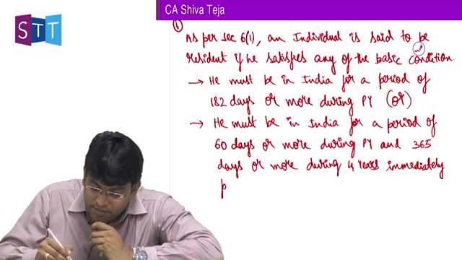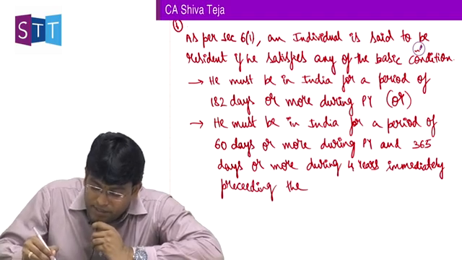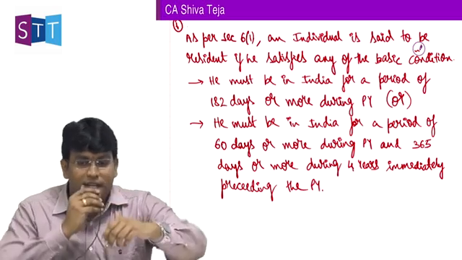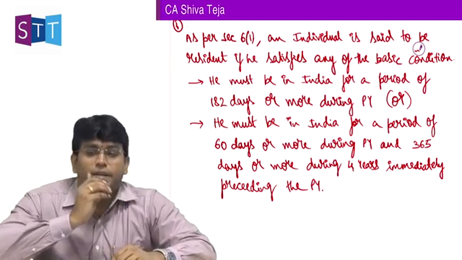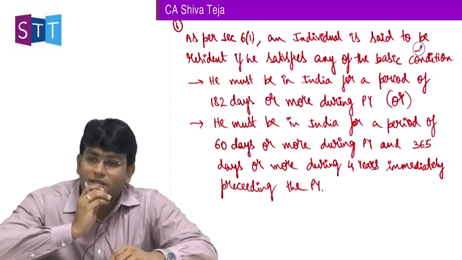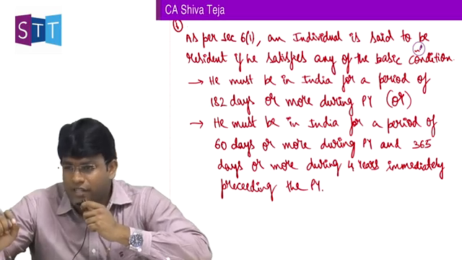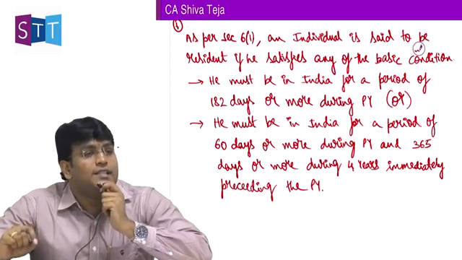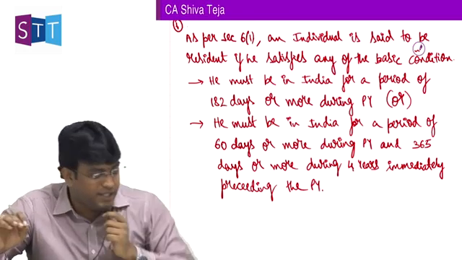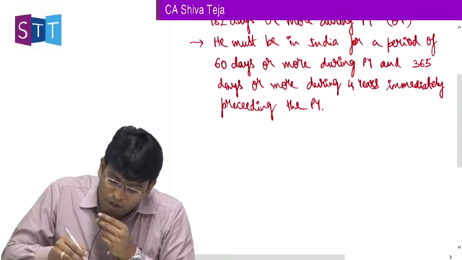4 years immediately preceding the previous year. Of course, immediately preceding the relevant previous year. Clear? Everyone? Sure. What condition? Repeat again. 182 days or more during previous year, or 60 days or more during previous year, and 365 days or more during 4 years preceding the previous year. Correct? Next. Read on.